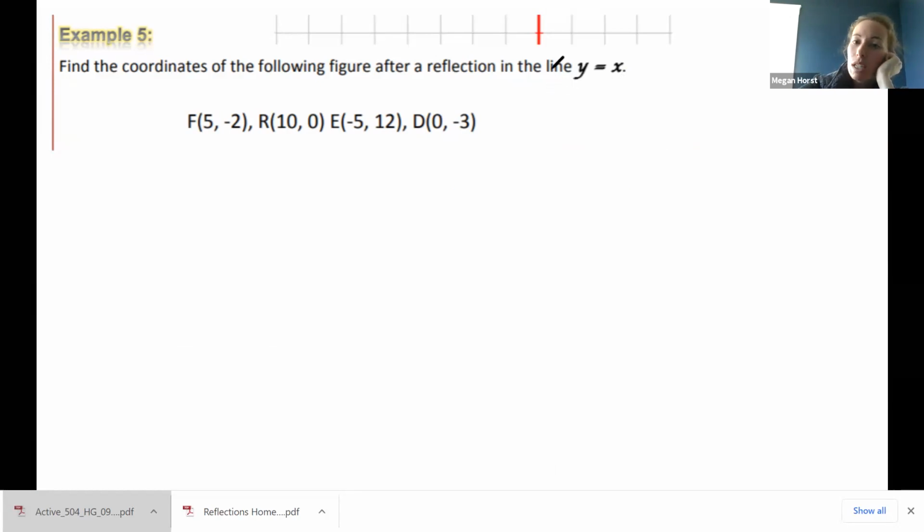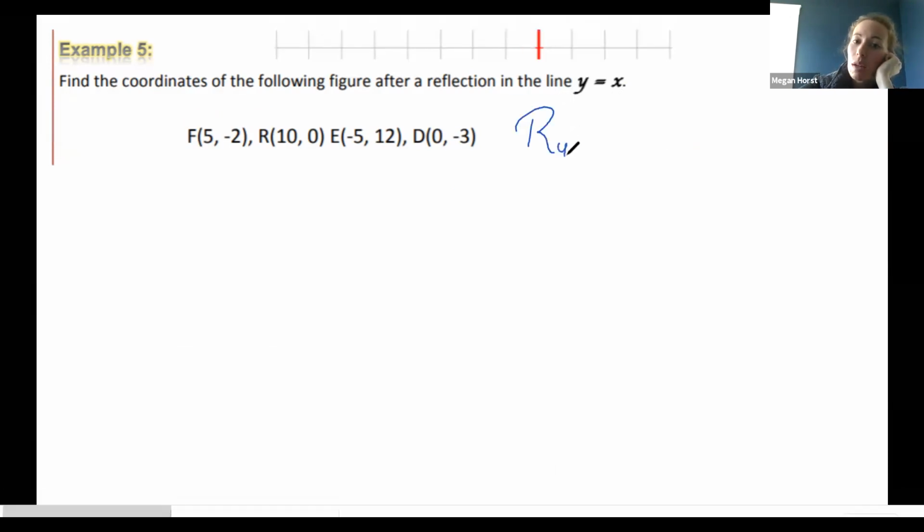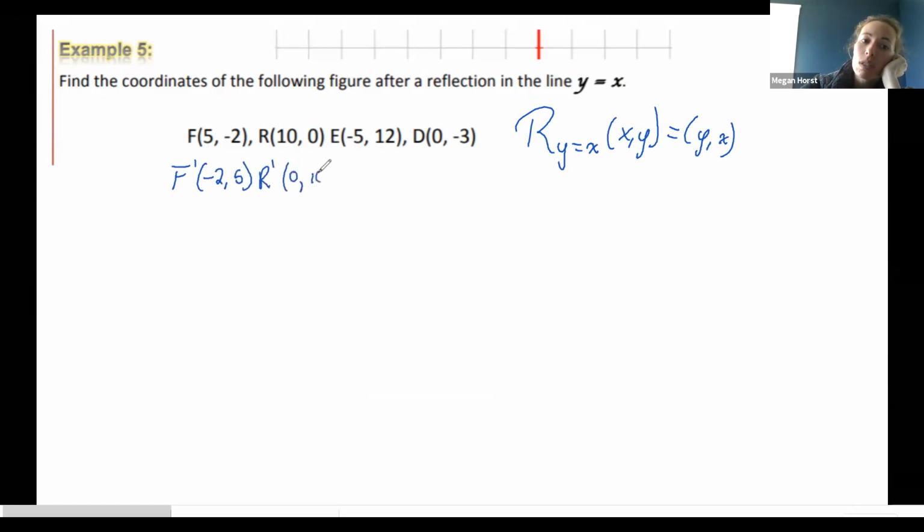And it says that when I have a reflection over the line y equals x of some x, y, that's going to just give me y comma x. So if I'm just finding these coordinates, F prime is just going to be flipped. So -2, 5. R prime is going to be 0, 10. E prime is going to be 12, -5. And D prime is going to be -3, 0. And I'm done. If this had been y equals -x, I also would have negated both of the numbers in each of the ordered pairs.